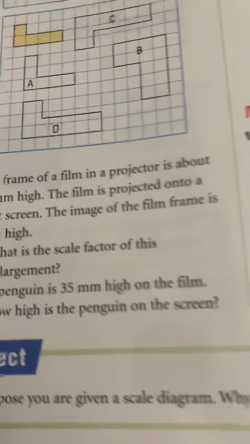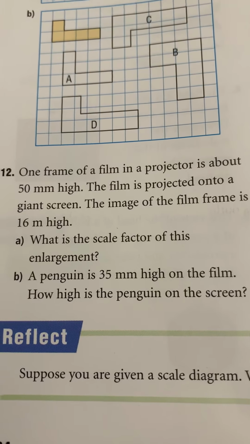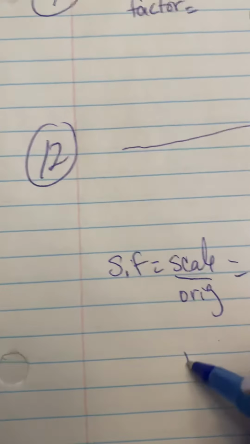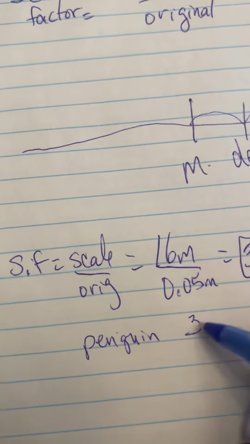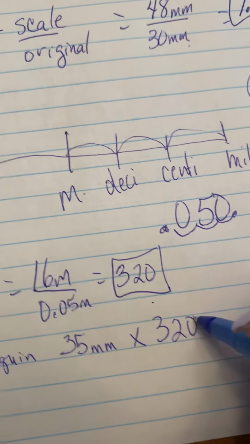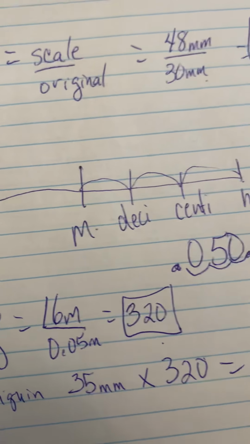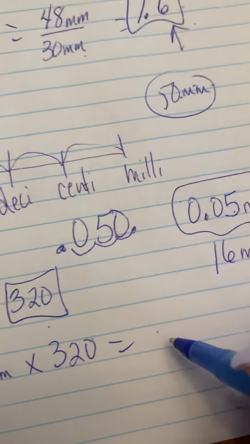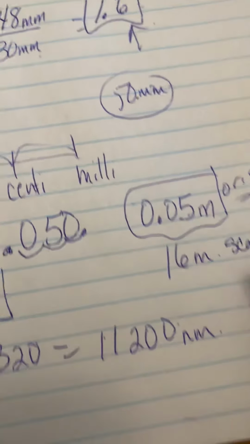And then the second question says, there's a penguin that's 35 millimeters high on the film. How high is the penguin on the screen? Okay, so we already know the scale factor, so we're going to take penguin here. Okay, and if he's on the little tiny screen, 35 millimeters, we're going to take that and we're going to multiply it by the scale factor 320. Okay, and he's going to be 11,200 millimeters, which is kind of an absurd number.